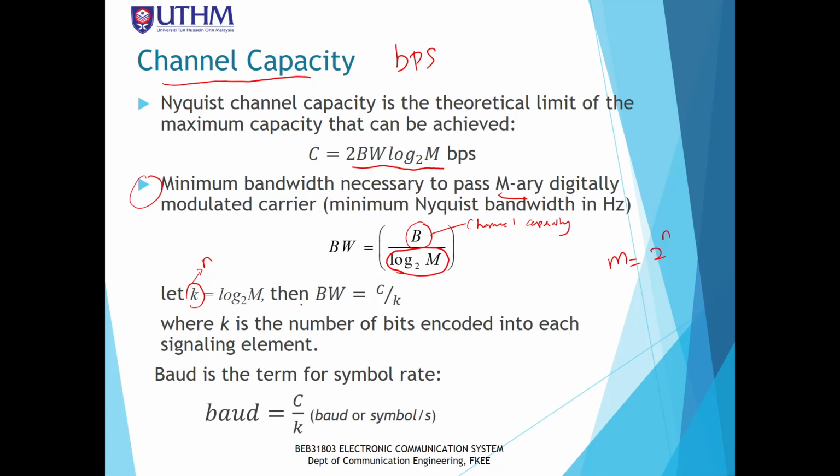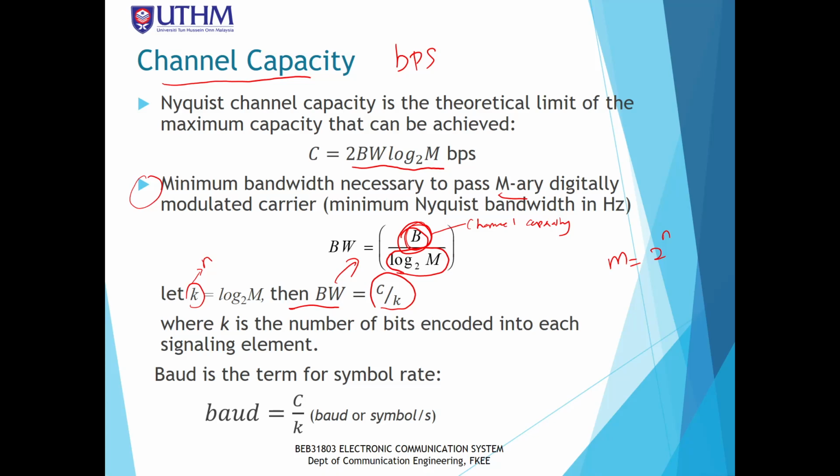So the maximum bandwidth would be C over K, the channel capacity divided by the number of bits. K is the number of bits encoded into each signaling element. So the bandwidth is equal to B over this term, and you can put any bit rate less than the channel capacity.